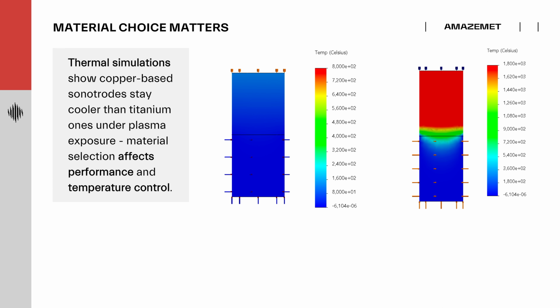Designing a Sonotrode and cooling it down is a pretty challenging task. In this slide you can see two thermal simulations of the very same Sonotrodes, the left one composed of a copper-based alloy and the right one composed of a titanium-based alloy. Both have the very same dimensions and the very same heat flux of the plasma, but due to thermal properties, heat conductivity, there are completely different thermal profiles in the Sonotrode.